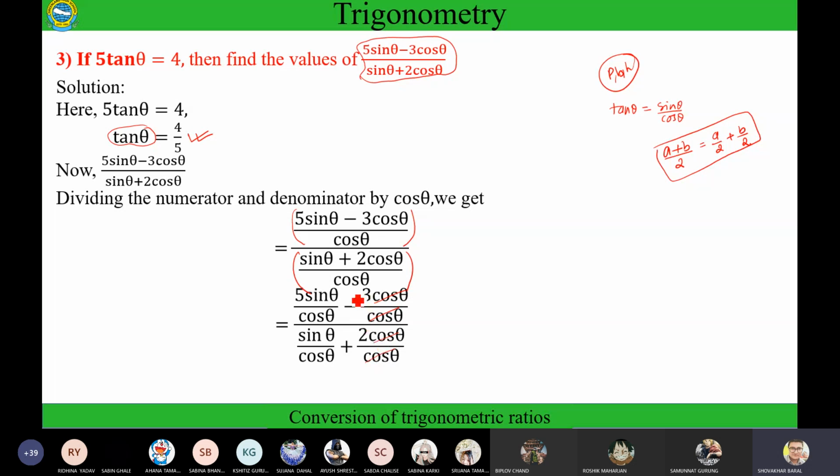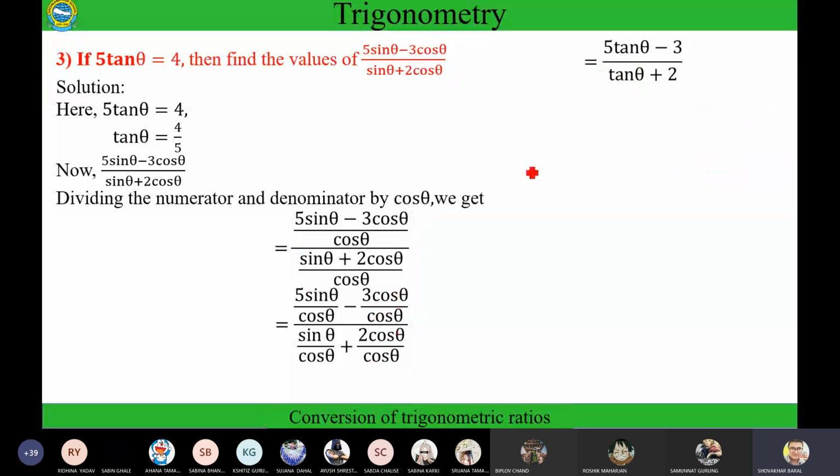Now let's use the formula. That is 5 sine theta by cos theta. Okay, 5 tan theta minus 3. This sine theta by cos theta is changed into tan theta, minus 3, divided by this sine theta by cos theta, which is again tan theta. So tan theta plus 2. We have already got the value of tan theta here. This is 4 by 5. So now let me replace.